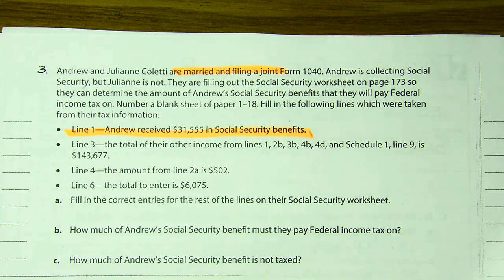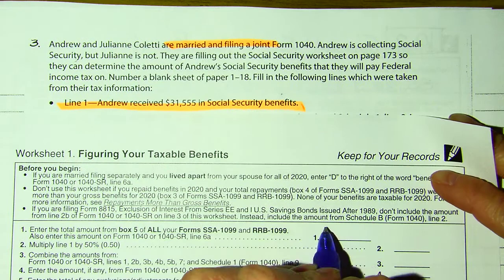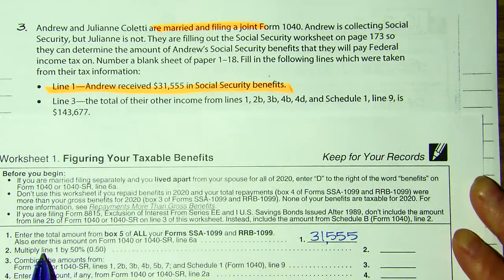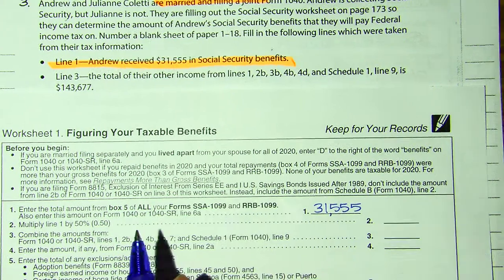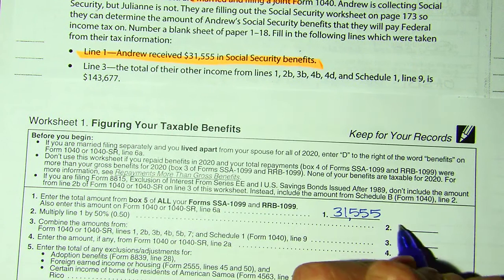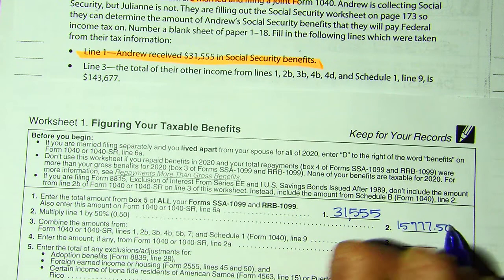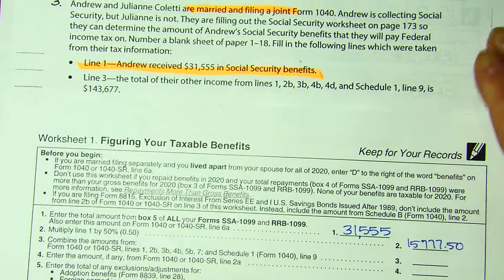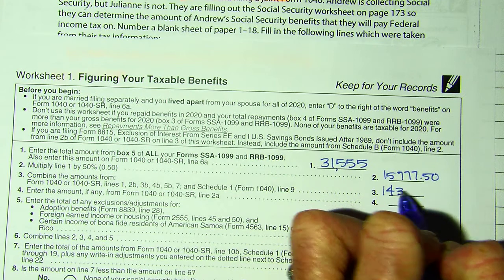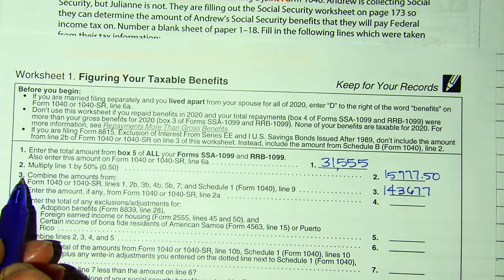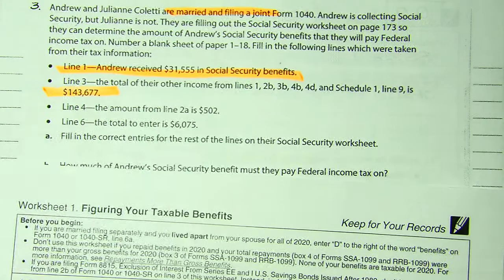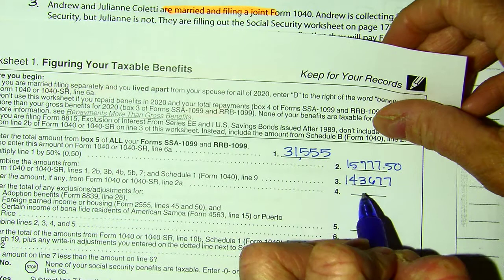So line 1, they're telling us what to fill in. For line 1, I'm entering 31,555. And line 2 says multiply line 1 by 50%. So I'm going to take line 1, 31,555 times 0.5, and I get 15,777.50. Line 3 tells us to enter the rest of their income, 143,677. For line 4, it told us to enter 502.